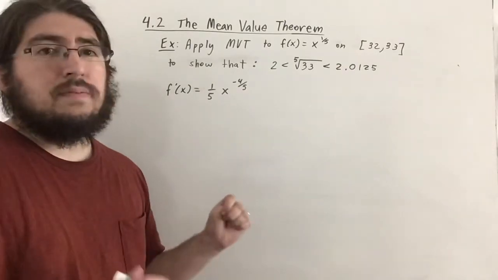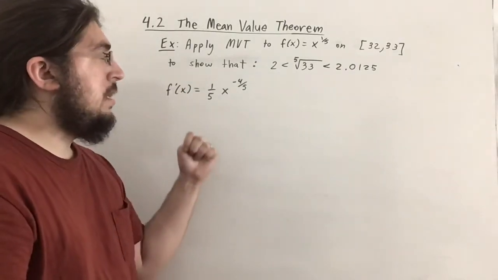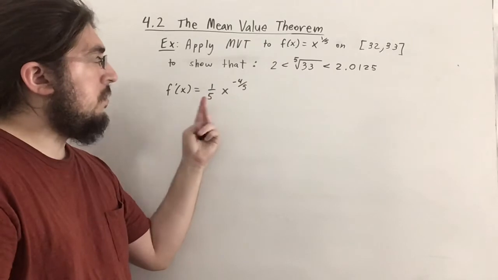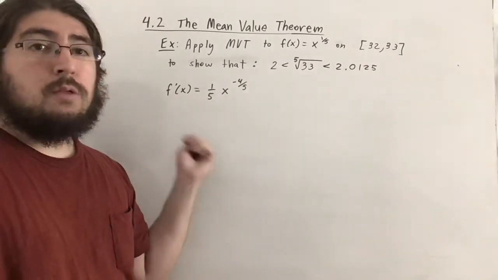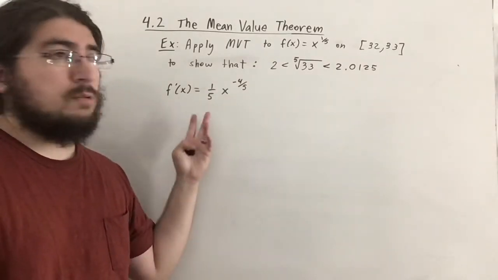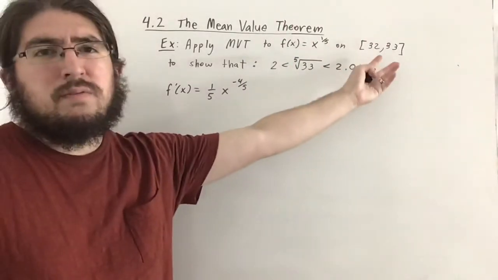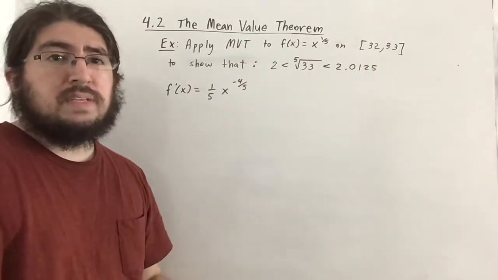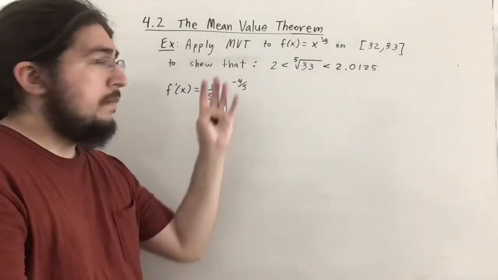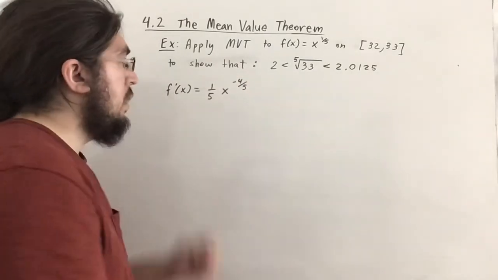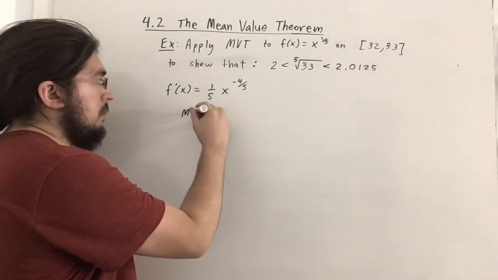But that doesn't falsify mean value theorem in this case, because this is not differentiable when x is 0. In other words, the derivative only doesn't exist at x equals 0, but 0 is not in our interval. It was in the interval for the previous example, so that's where that fell apart. But here it's actually okay. So now, applying mean value theorem, let's see what happens.